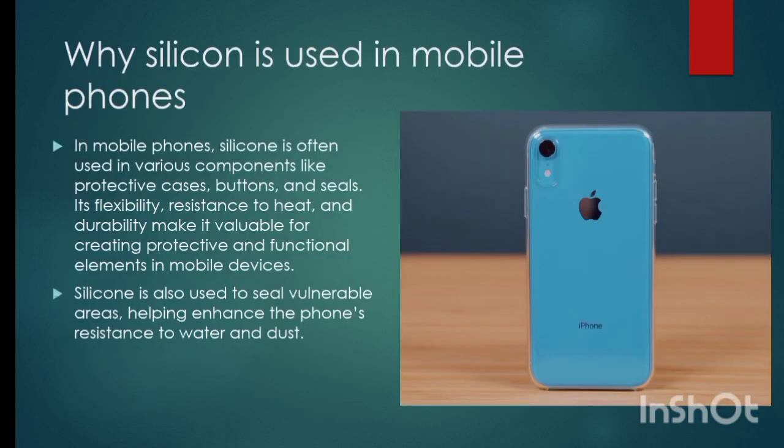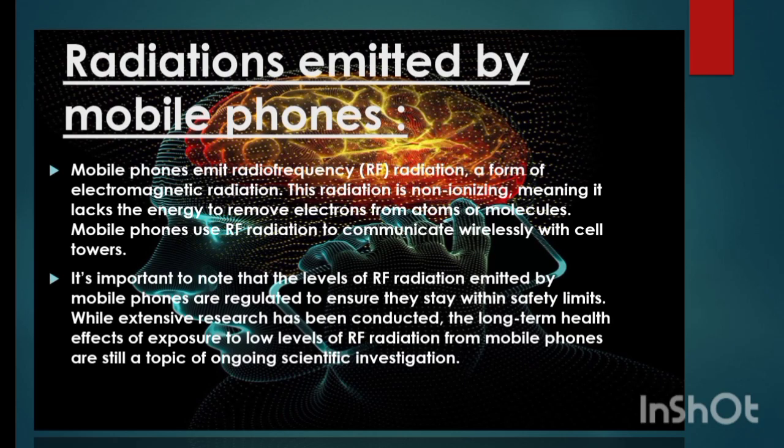Why silicone is used in mobile phones? In mobile phones, silicone is often used in various components like protective cases, buttons, and seals. Its flexibility, resistance to heat, and durability make it valuable for creating protective and functional elements in mobile devices. Silicone is also used to seal vulnerable areas, helping enhance the phone's resistance to water and dust.